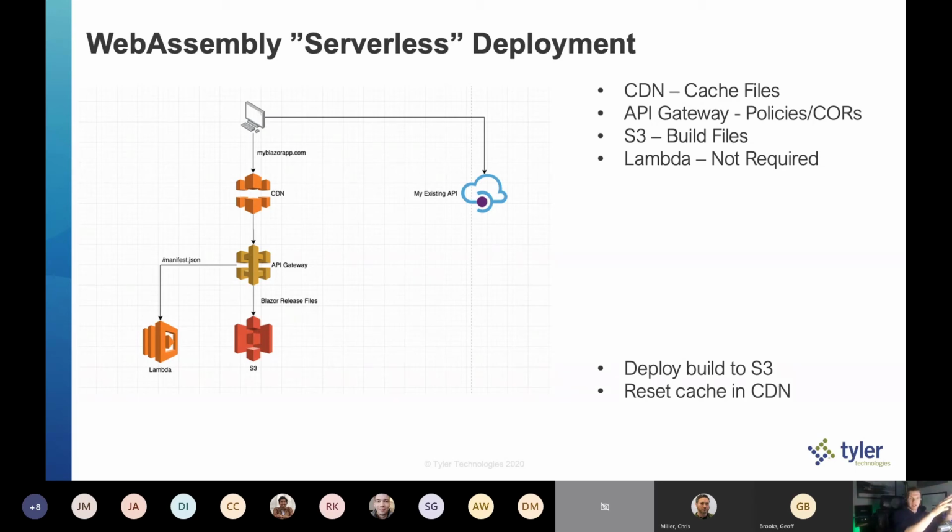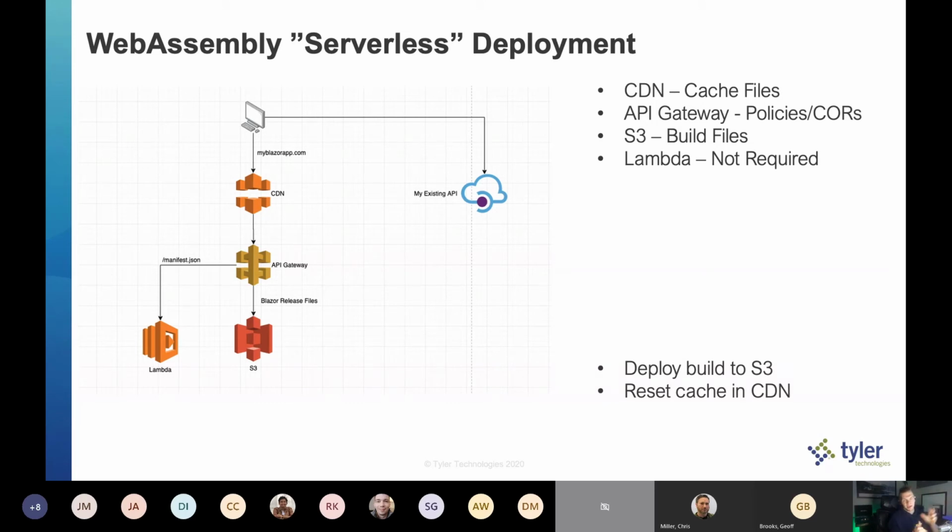So I have my application at myblazorapp.com, right? I hit that URL and it goes down to my CDN. This is CloudFront in AWS. We'll get into why I have a CDN in a second. The CDN then goes to the API gateway.